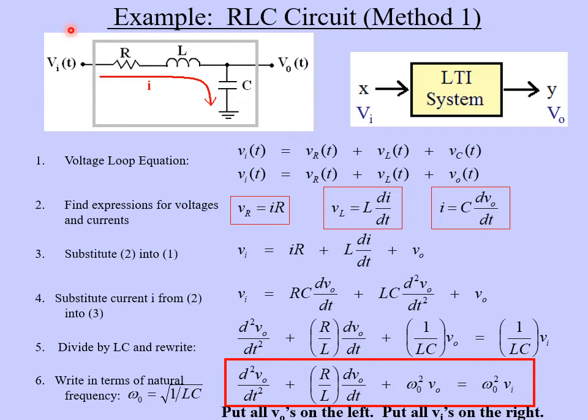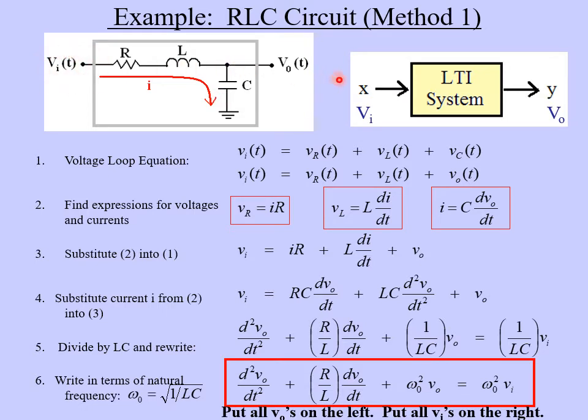So here's an example of an RLC circuit, and we're actually going to look at a couple different methods of how to come up with the differential equation. We're given this circuit shown right here. You can see the resistance, the inductance, and the capacitance here. And the input voltage is over here on the left.